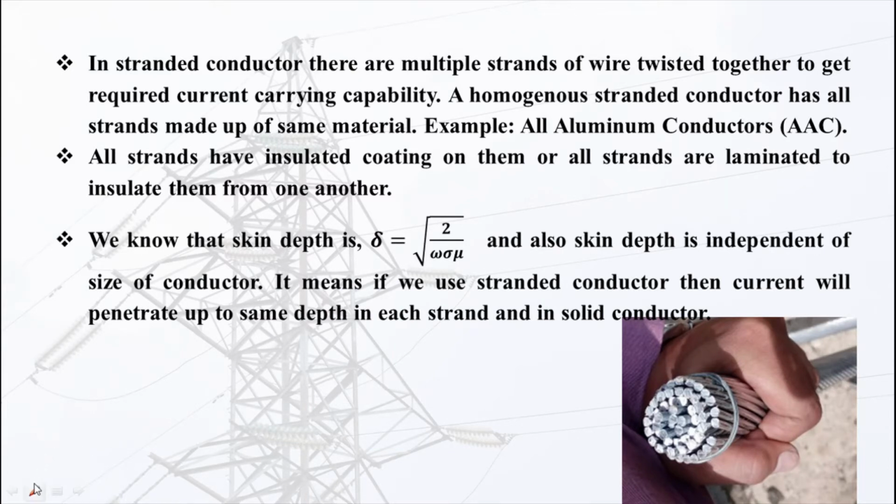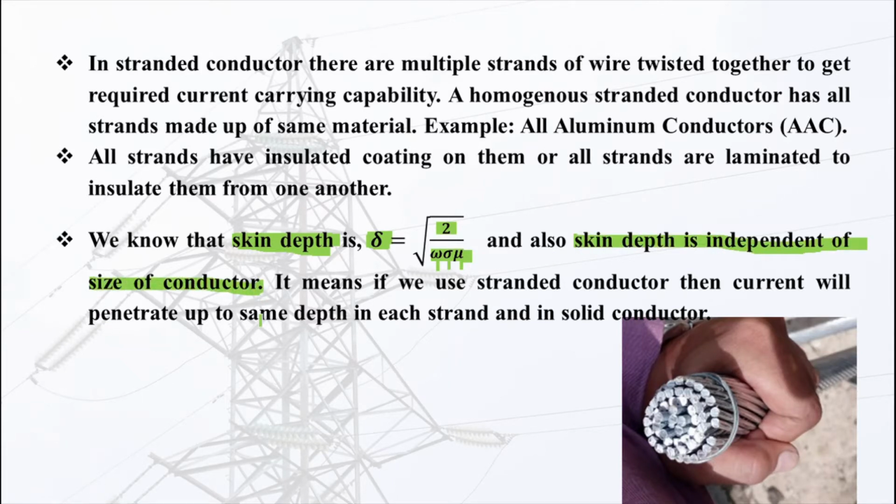See, in my last two lectures I told you that due to skin effect, the effective cross-sectional area of a conductor decreases. Or we can say that due to skin effect, current flows up to a certain depth from the surface of the conductor, and this depth up to which current flows is called skin depth. The formula of skin depth is delta equals the square root of 2 over omega sigma mu, where omega is the angular frequency, sigma is the conductivity, and mu is the permeability. From this formula we can clearly see that skin depth is independent of the radius of the conductor. Remember, this is very important.